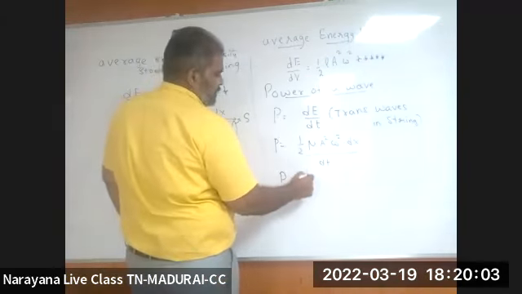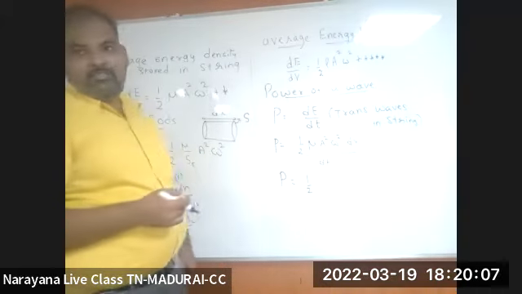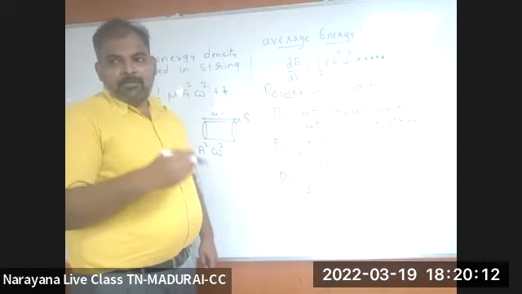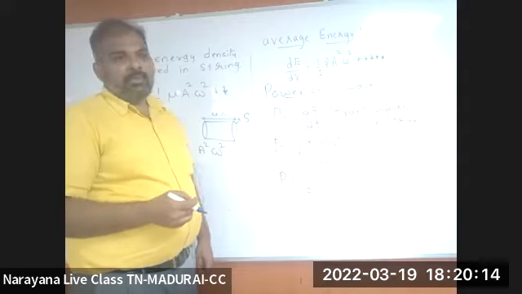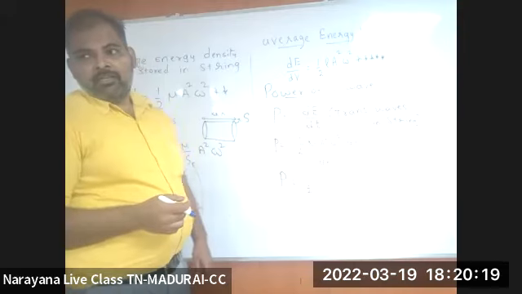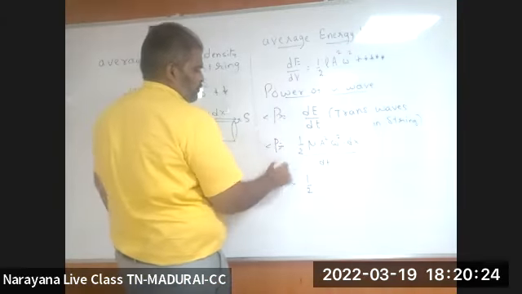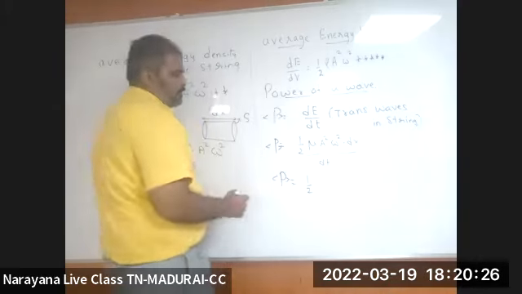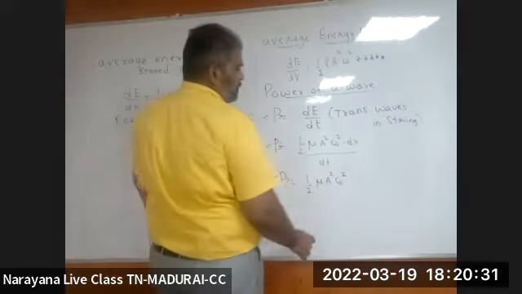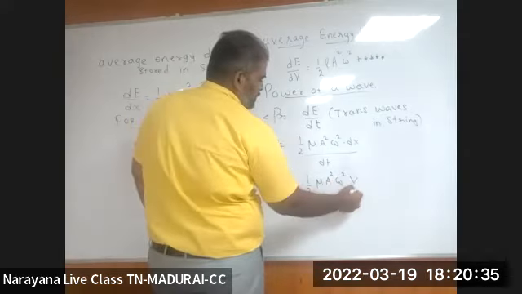Average power equals half into... power means I don't need to specify separately average power. Speed means average speed only. Velocity means average velocity only. Power means average power only. So the general symbol for the average power is like this. So average power of a wave equals how much? Half mu into a square into omega square into total distance traveled in 1 second by the wave, which is nothing but the velocity of the wave.